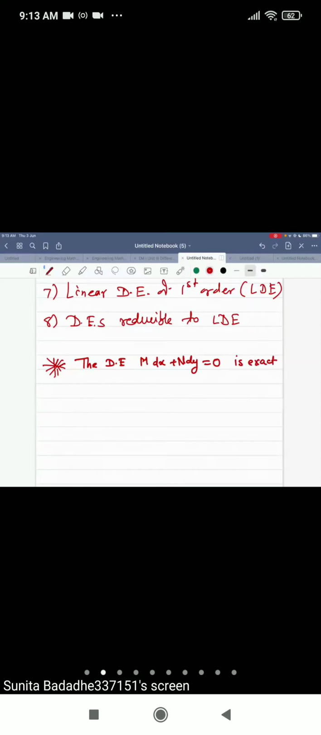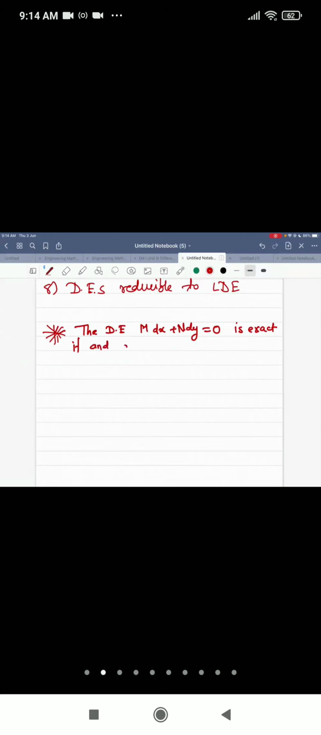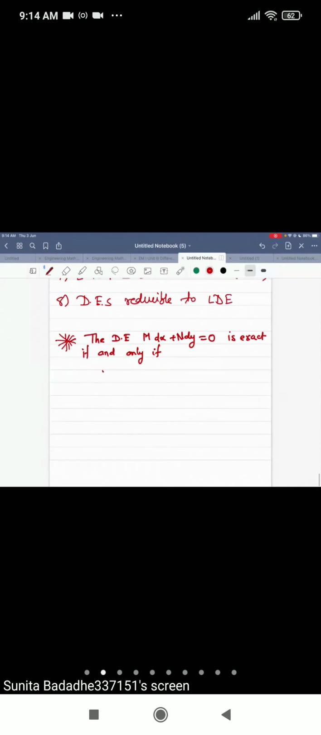Okay, the differential equation M dx plus N dy is exact if and only if a two-way condition holds. If the differential equation is exact, then the condition is satisfied. If the condition is satisfied, then the differential equation is exact. That is the meaning of if and only if. So, if and only if ∂M/∂y equals ∂N/∂x.